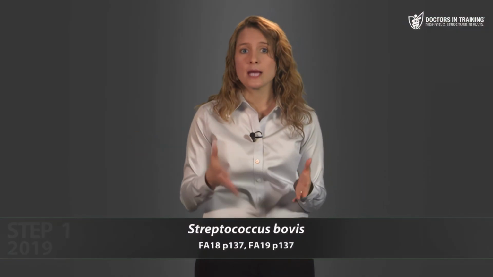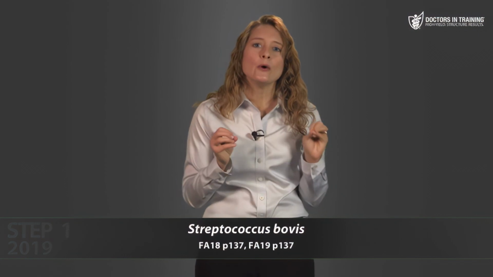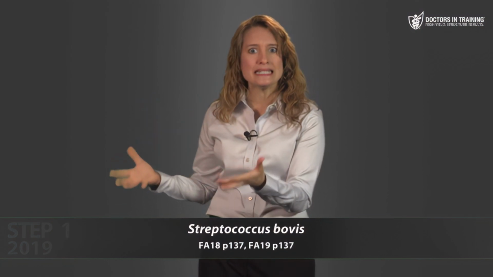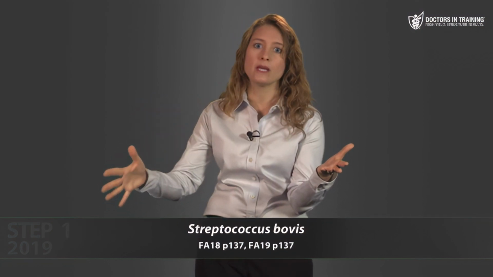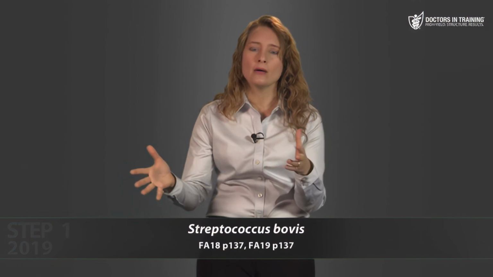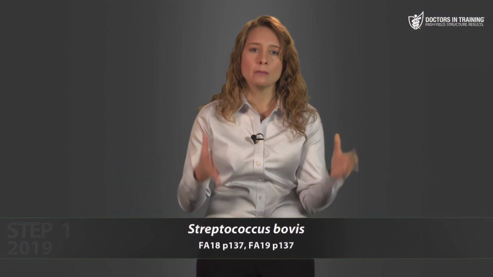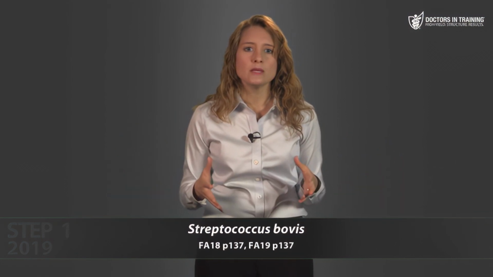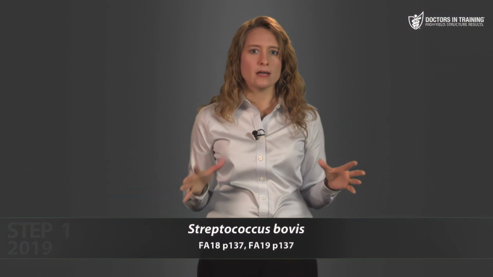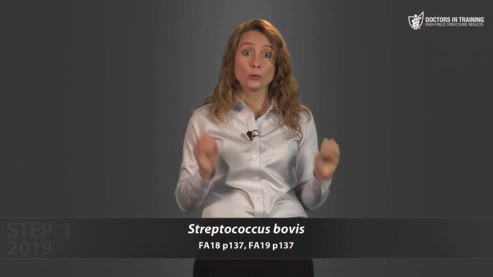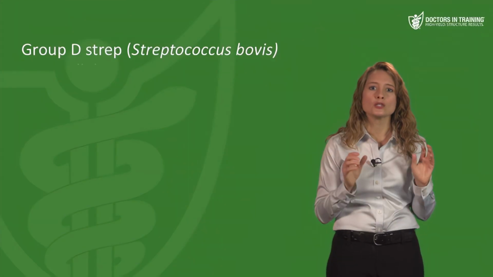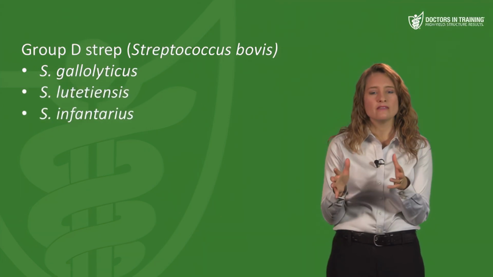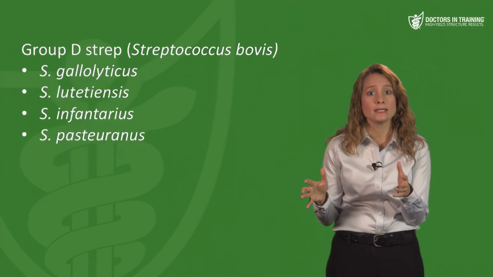Strep bovis is another type of group D strep. So we had group A strep, there's group B strep, and there's this category called group D strep. Enterococcus used to be called group D strep, but now it's been reclassified. However, strep bovis continues to be referred to as group D strep. Strep bovis used to be considered one species, but it's now been divided into 4 species in the Streptococcus bovis group. These 4 species are Strep gallolyticus, Strep lutetiensis, Strep infantarius, and Strep pasteurianus.